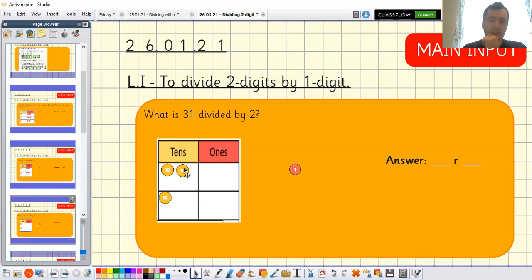I can't put that here because it won't be equal. I can't put that here, so it won't be equal. What do I need to do? What can I do with that 10? Well done if you said we can exchange that 1 10 for 10 extra ones. I'm going to do that just now.